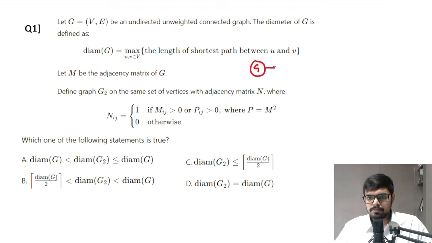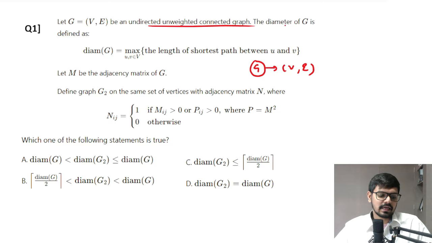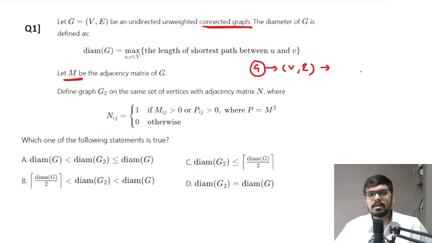Graph G is made from V and E as vertex set and edge set. This is an undirected, unweighted, connected graph. So very important, you should not take an example of a disconnected graph. You should take only examples of connected graphs. They are saying this vertex and edge set are used to make the matrix M, that is the adjacency matrix of the graph G. And from all this given data, you have to find the diameter of G.